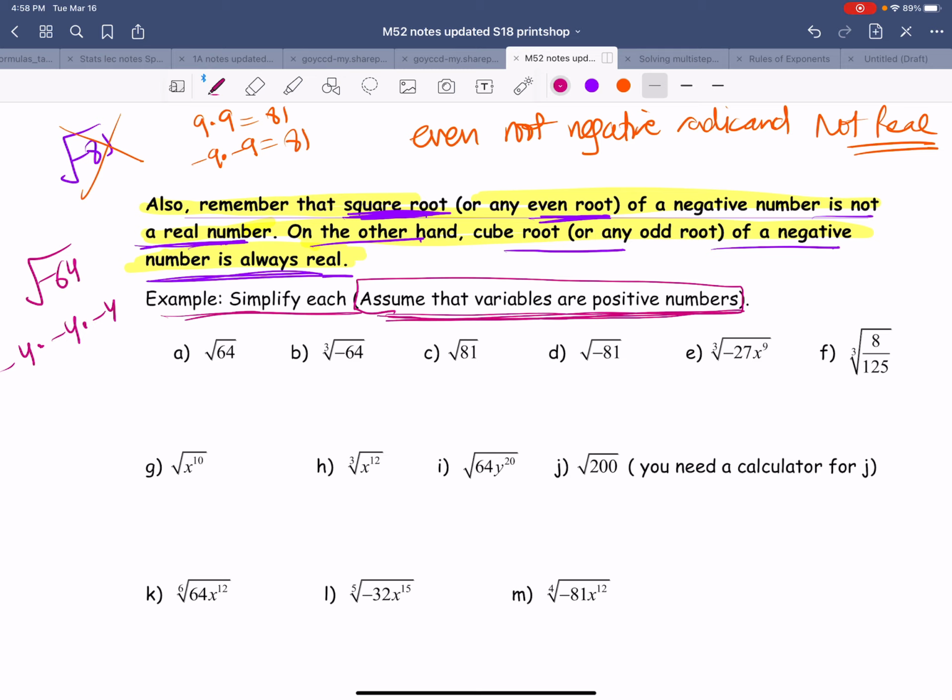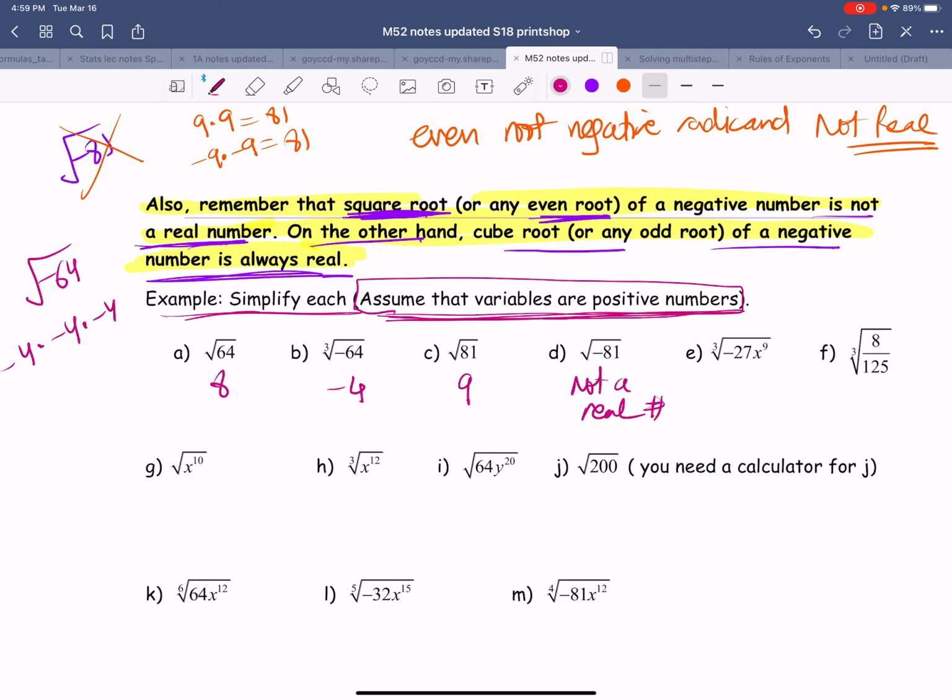So let's think about square root of 64. What number times itself gives you 64? Well, that's 8. Cube root of negative 64? Yes, that's a real number. That's negative 4. Because cube root means what number multiplied with itself 3 times will give me negative 64. That's negative 4. So what number multiplied with itself gives you 81? It's 9 times 9. What number multiplied with itself gives you negative 81? This is going to be not a real number. This is going to be a complex number, and we will discuss that towards the end of this chapter.